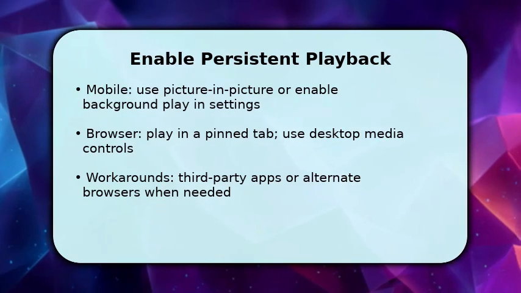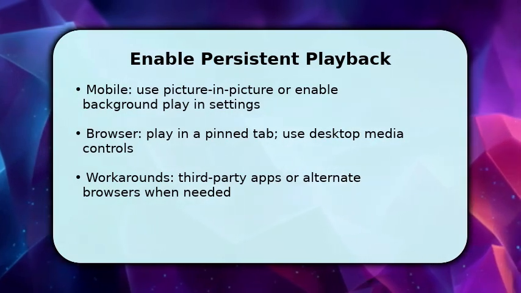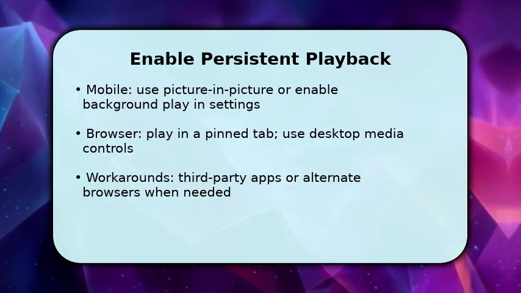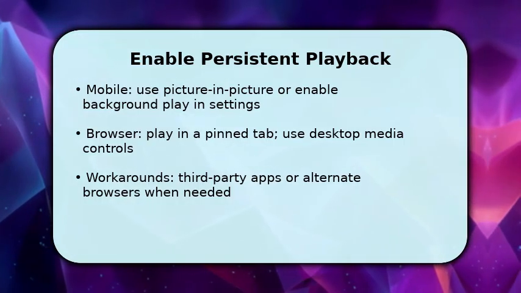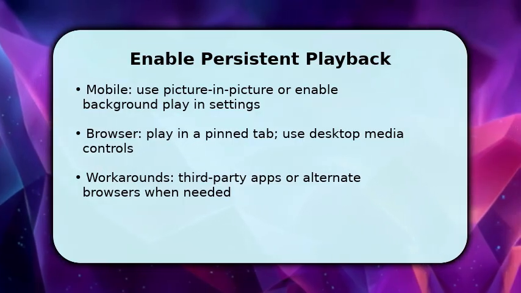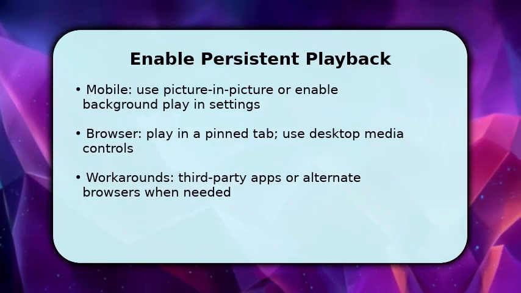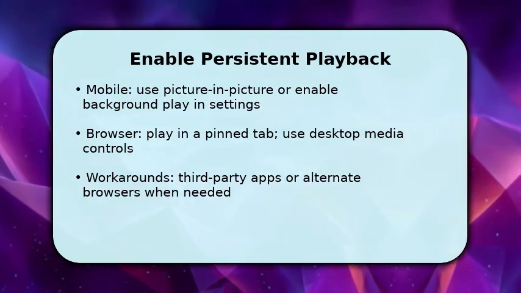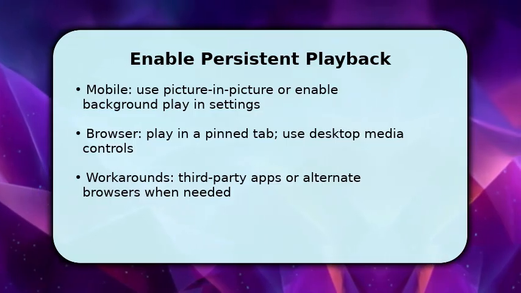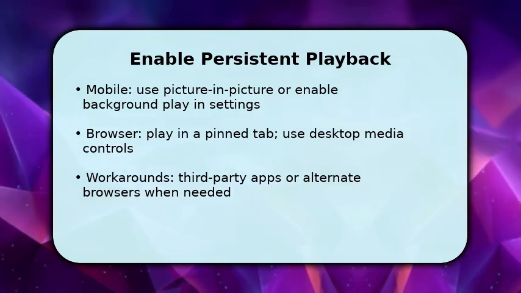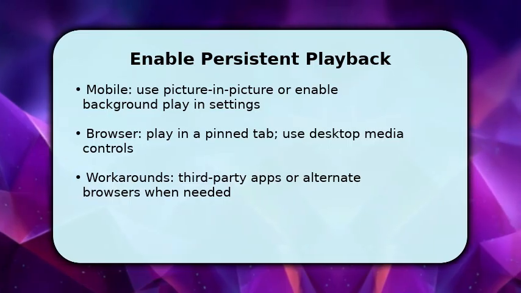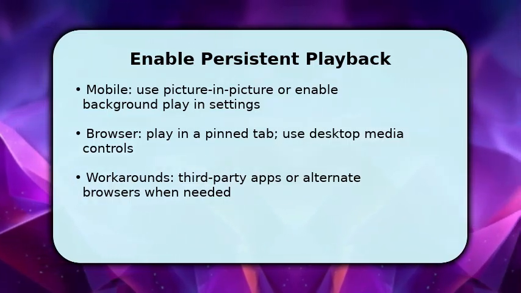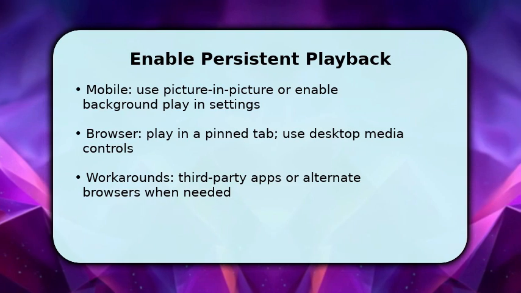Now you enable persistent playback. On Android, use Picture-in-Picture or the YouTube app background play setting with Premium. On iOS, play in Safari and use the control center to resume audio after locking. On desktop, pin the tab and use the browser's media controls or an extension to keep audio active when switching windows. If native options fail, use a reputable third-party audio app or alternate browser. This maintains the stream while you use other apps, so your music continues uninterrupted.